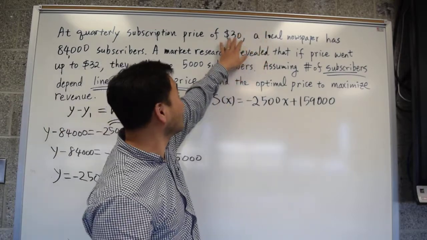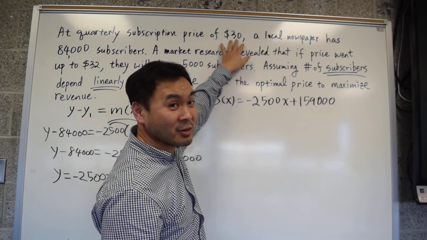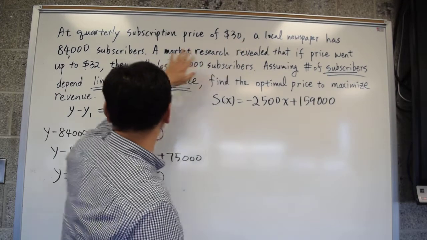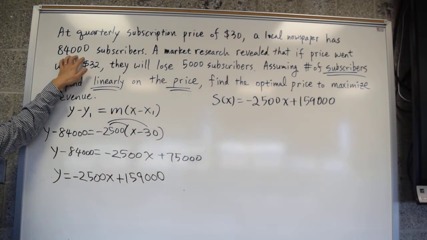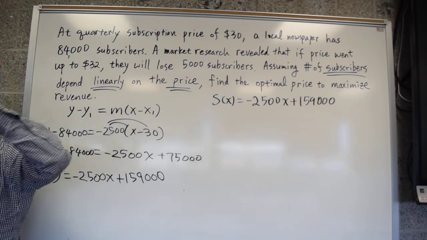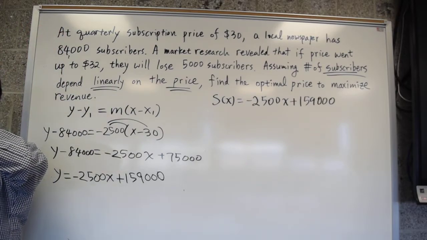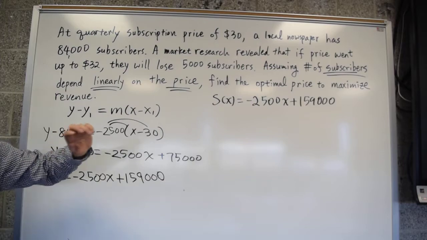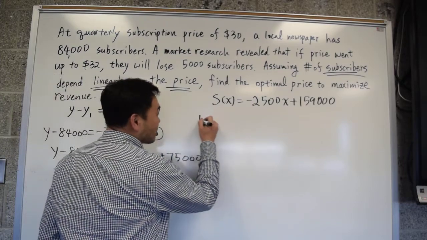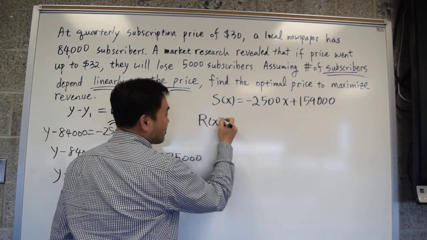So the amount of money, subscription price, times the number of subscribers gives you how much money the company earns. 2 million. Yeah, right? So to get the revenue, how would you get the revenue in general? What's the revenue R of x?